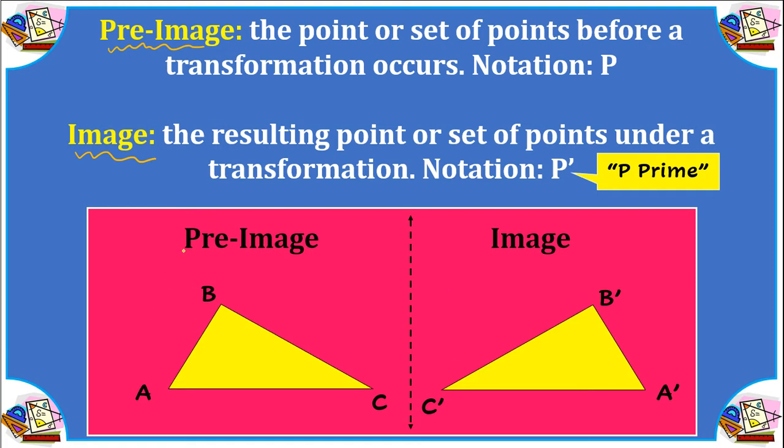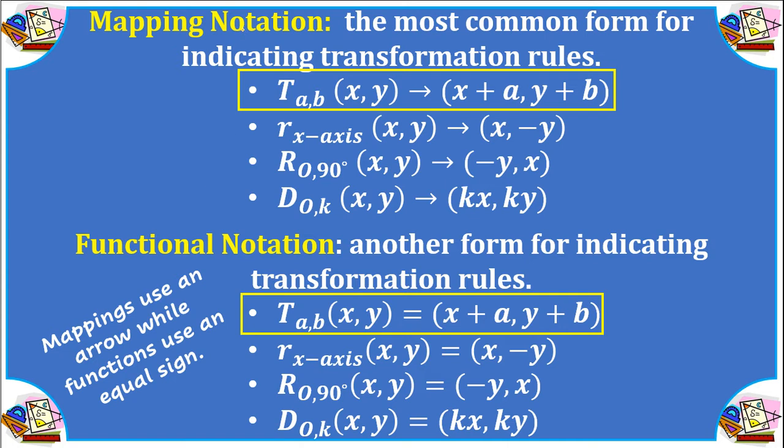So if I didn't have these labels, pre-image and image, here is how I know which is the original and which is my new image: the original, the pre-image, has no apostrophes, and we call them primes. And so this is where I know the image originated. This A prime, B prime, C prime illustrates that this is the image after a transformation has occurred. And we call that notation simply prime. So this is like P prime. Okay, so we're going to talk about mapping notation and functional notation, but we're just going to get to each of those as we practice.